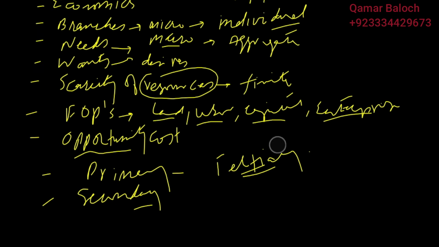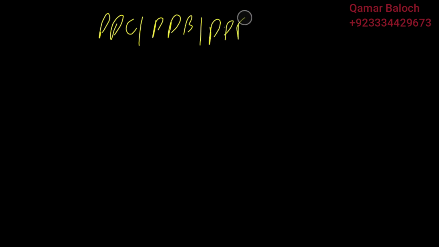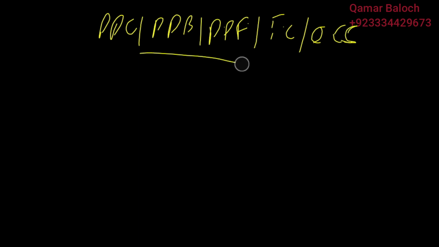Now coming to the next thing, that is PPC, production possibility curve. Production possibility curve has multiple other names as well, like production possibility boundary, production possibility frontier, or we also call it transformation curve, TC, and opportunity cost curve. So these are multiple other names of PPC as well.